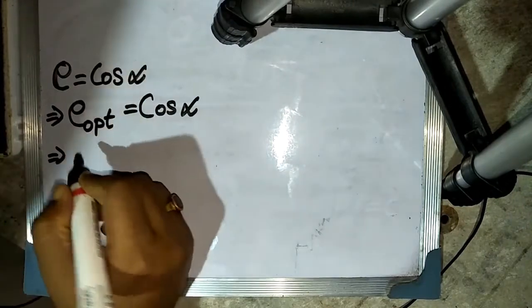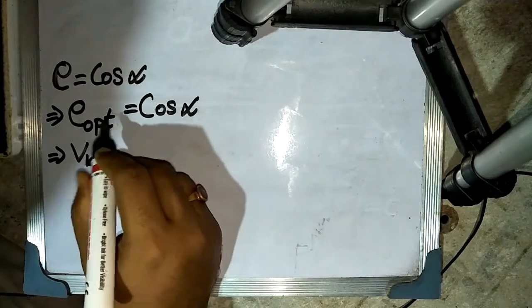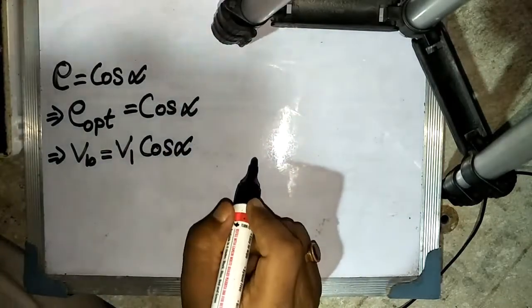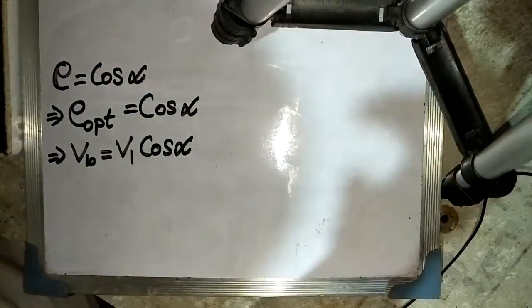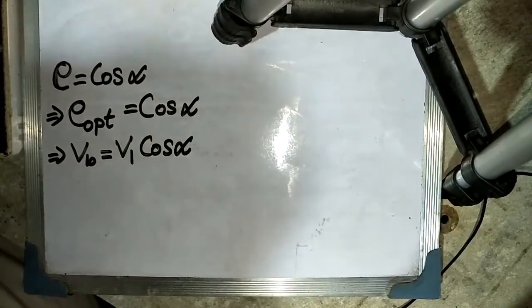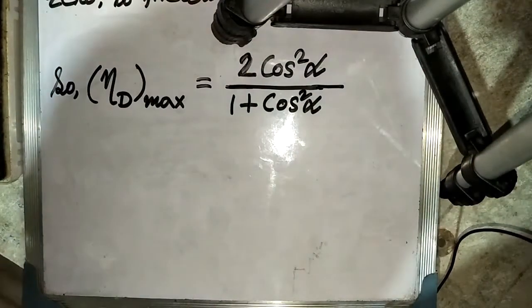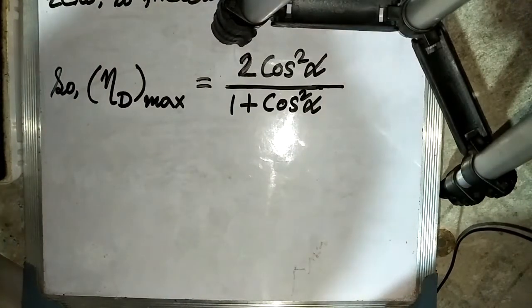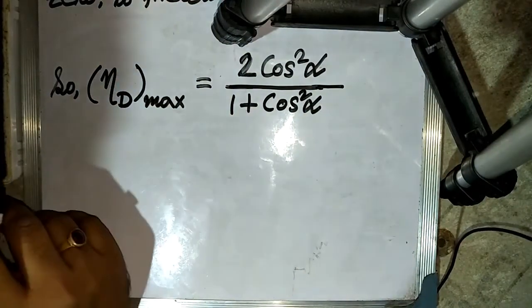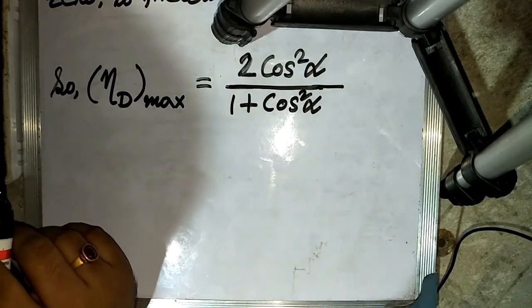And we know that the value of rho is the ratio of Vb by V1, so Vb equals V1 cos alpha. Now we are going to substitute this value into the efficiency expression. So for the maximum efficiency, we get eta d max equals 2 cos square alpha by 1 plus cos square alpha.